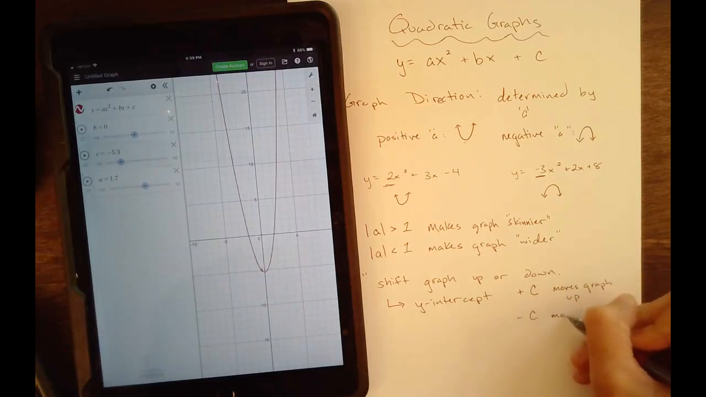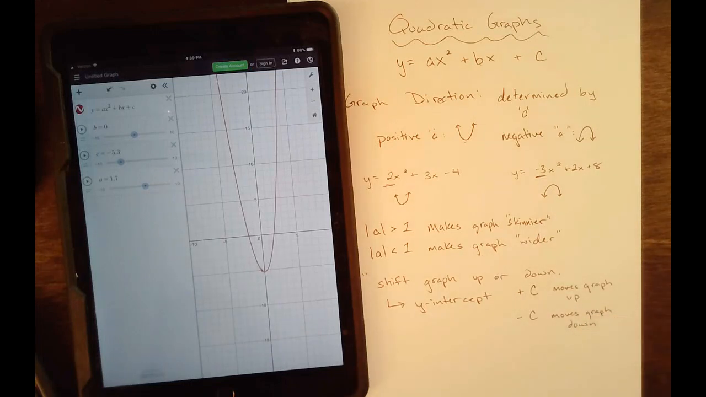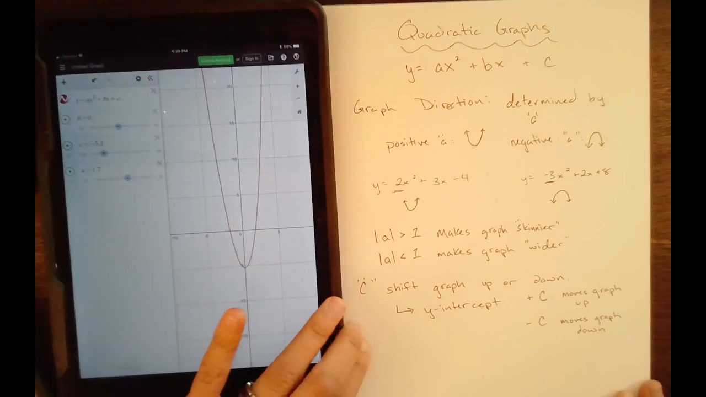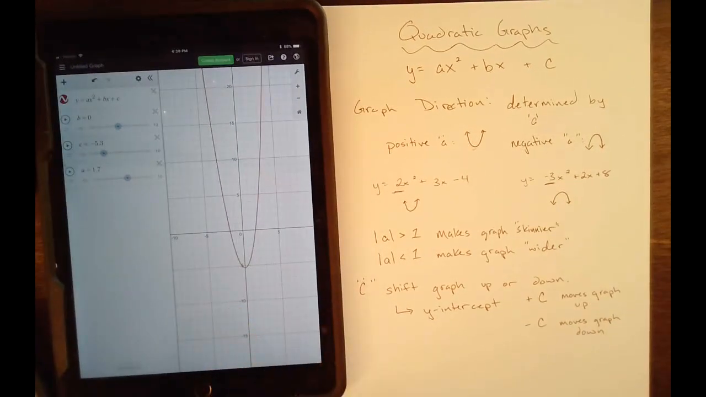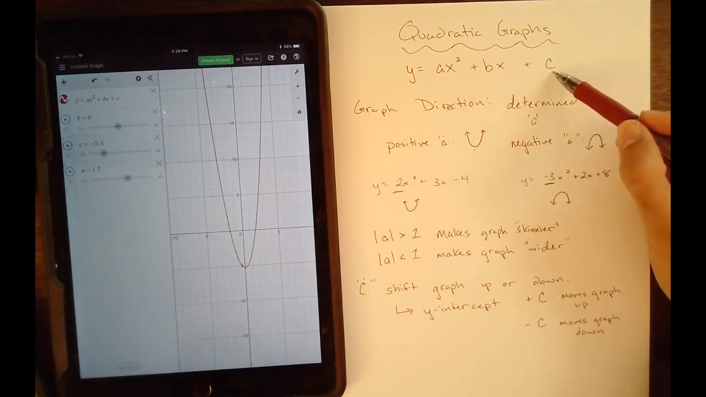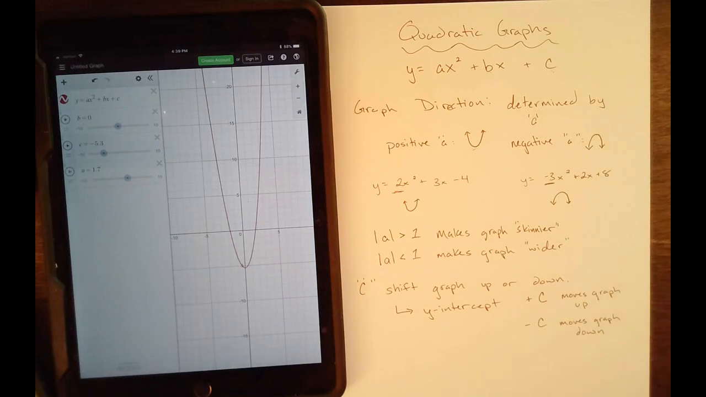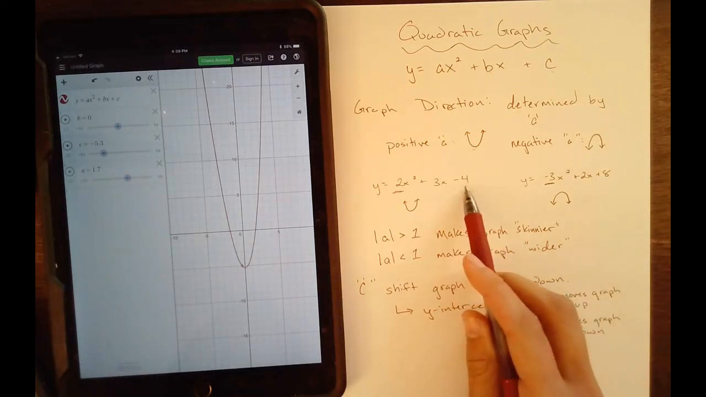Right? So when we're looking at a quadratic equation, we can tell, is the graph going to be facing up or down? Is it going to be wider or skinnier? We can also see just by looking at this value at the end whether it is going to move that graph up or down. So this one right here has a negative C value. It's a -4. So that's going to move that graph down. It's going to shift it down, and we know that the y-intercept is going to be -4.